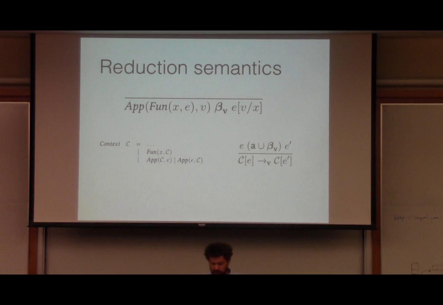Okay, we could talk about a restricted version of that axiom. So here's the beta v relation. Notice the change was, instead of the argument being any expression, it must be a value. Then we can substitute the value for x in the body e. Contexts stay the same, but if we use that different beta axiom, then we get a different notion of one-step reduction. And this is really the call by value lambda calculus, okay?